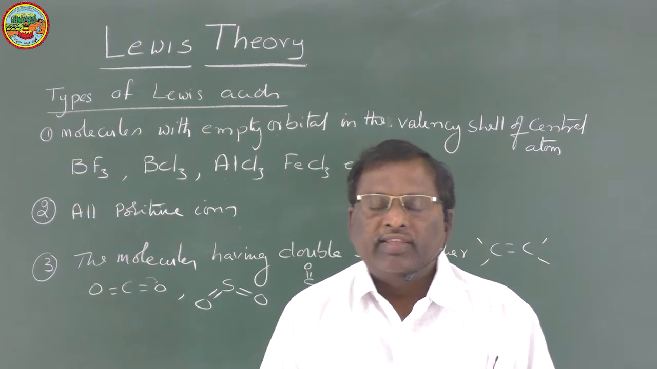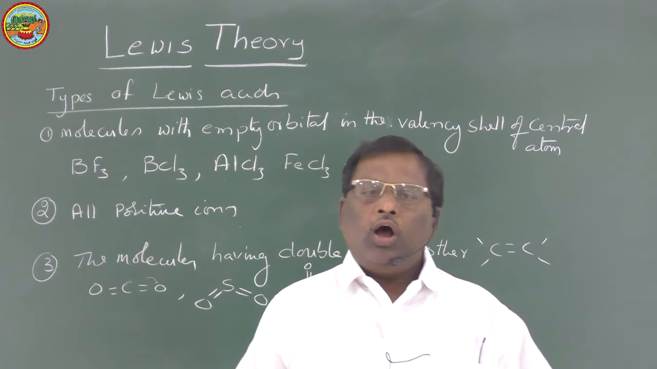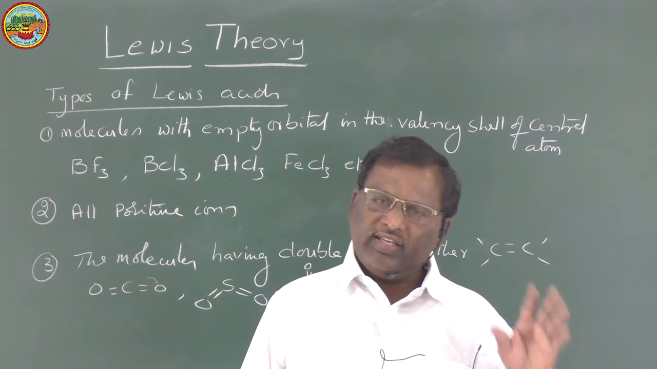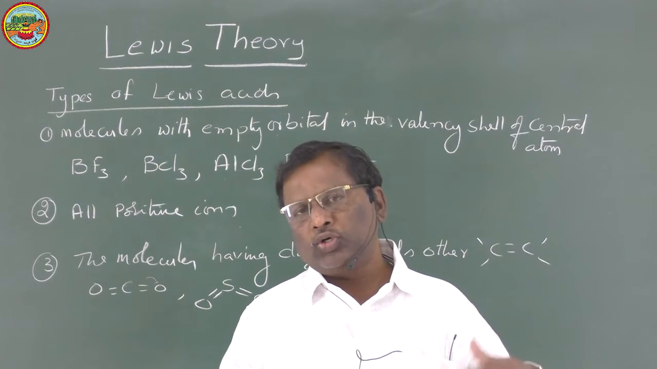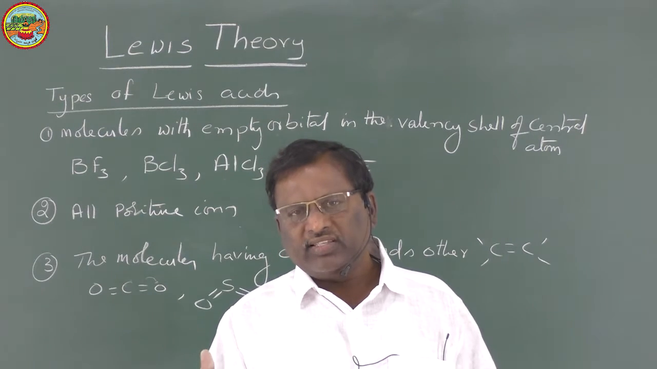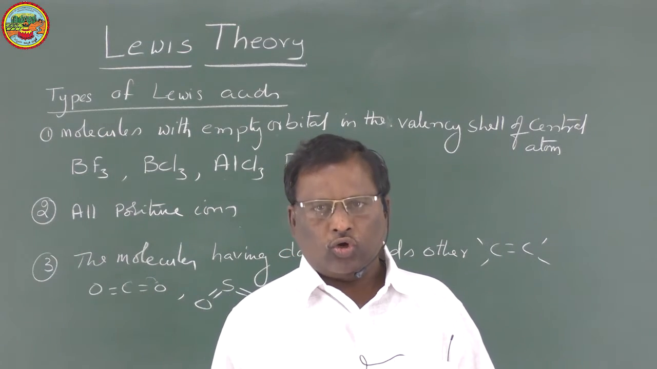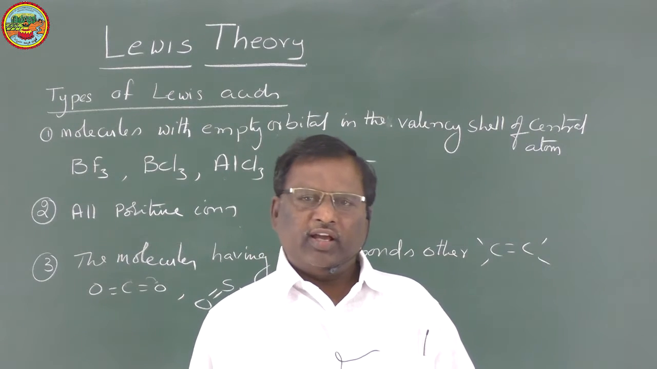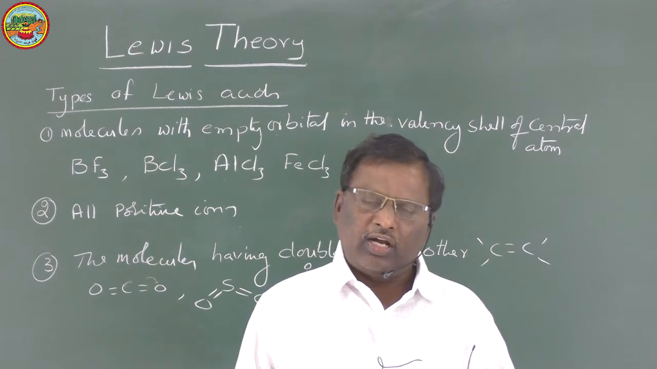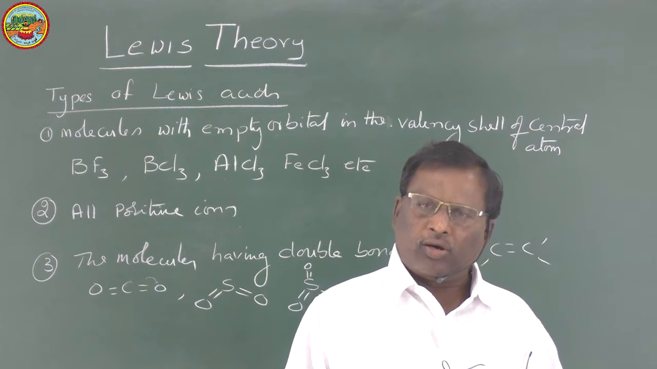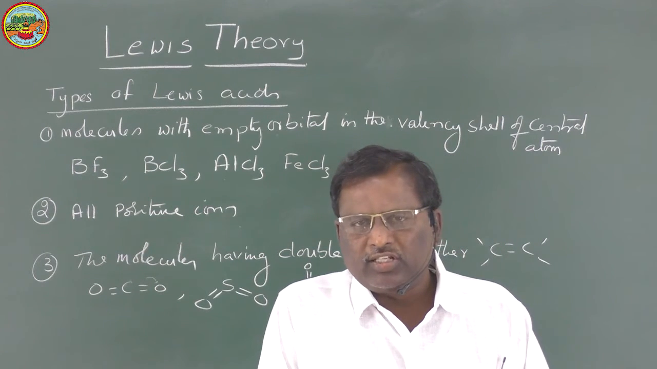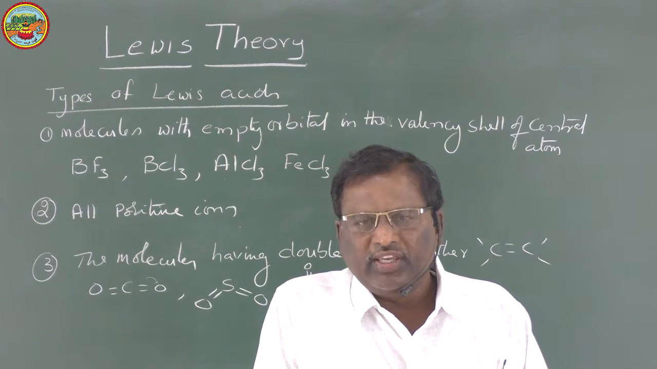Now, the second category of Lewis acids is all positive ions including d block elements, because a positive ion is obtained when an atom loses electrons. When an electron is vacated from that orbital, then a positive ion is formed. So all positive ions obviously have an empty orbital, and they are in a position to accept an electron pair from other species. So they are considered as Lewis acids.